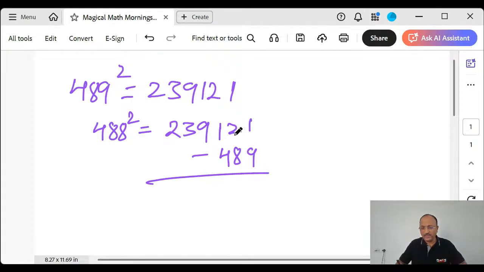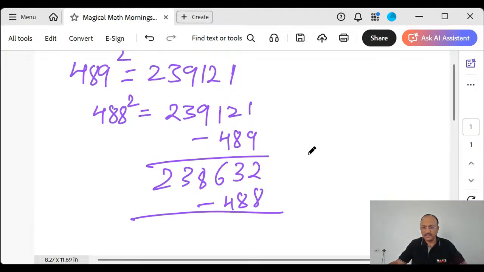These numbers we'll do with the normal method, correct? And then what you do? You subtract the predecessor also. You'll get the answer, 238144. Correct? It's the perfect answer.